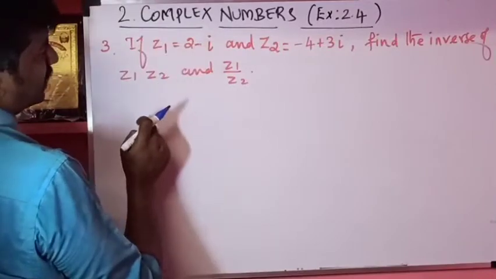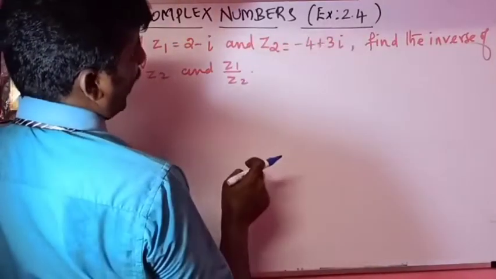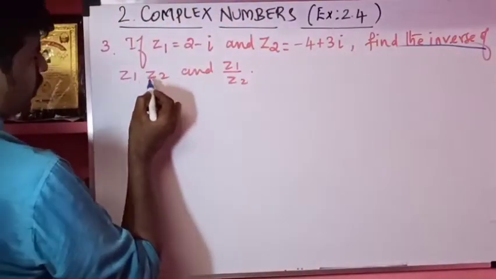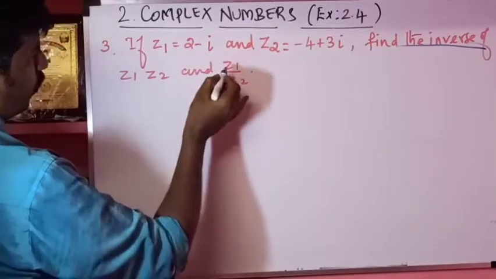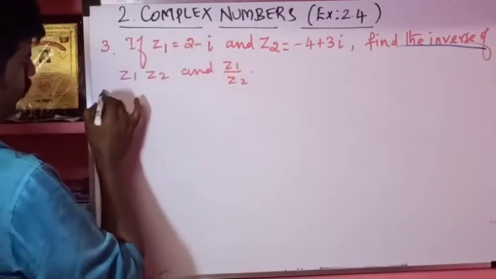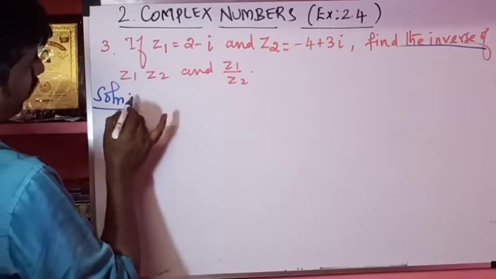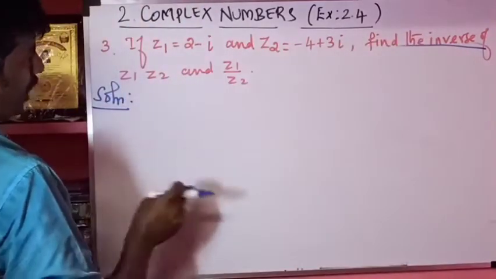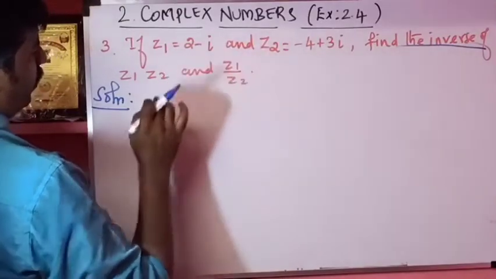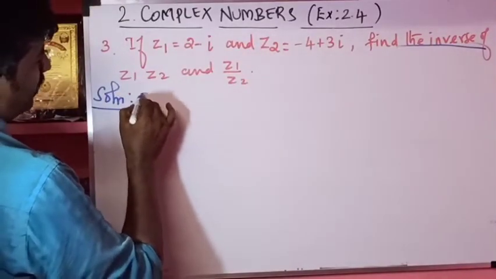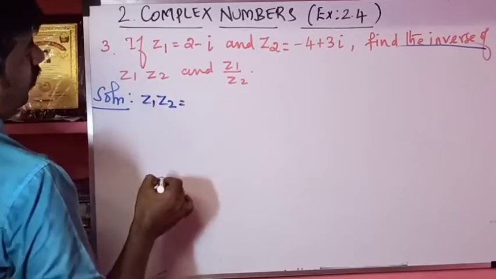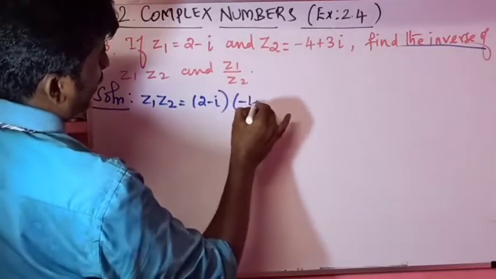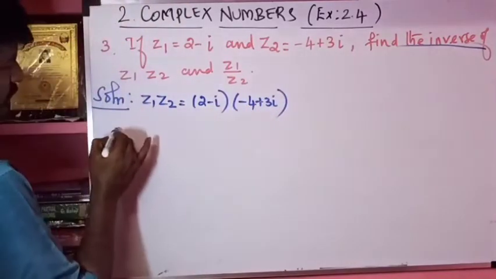Now let's look at the next problem, question number 3 in 2.4. If z1 is equal to 2 minus i and z2 is equal to minus 4 plus 3i, find the inverse of z1 z2 and z1 by z2. Listen carefully, this is very simple. First we find z1 into z2, then we find its inverse. In the same way, we find the inverse of z1 by z2. First write z1 into z2, with z1 as 2 minus i and z2 as minus 4 plus 3i.